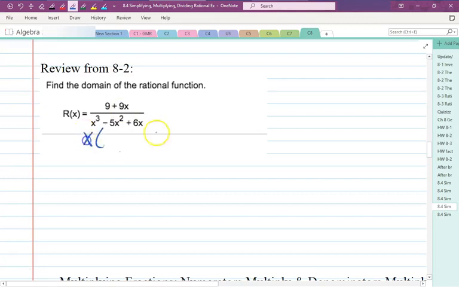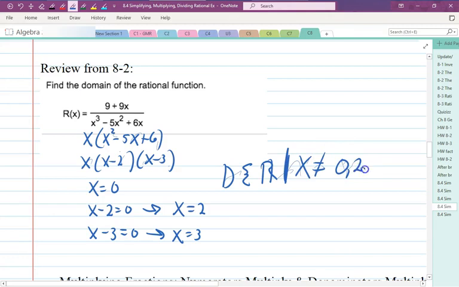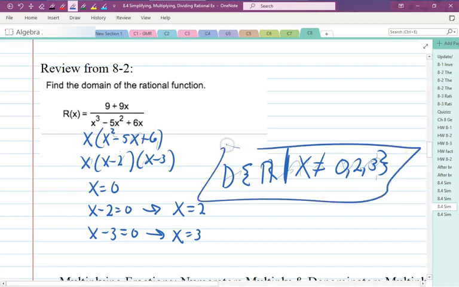Factor out the bottom, and then factor it again. Now set each factor equal to 0. Our domain on this is going to be all real numbers such that x cannot equal 0, 2, or 3. I like this because a lot of people make mistakes on the 0. They forget to put that extra x set equal to 0, and that's why I wanted to review this with you. So this would be the domain of the rational function.